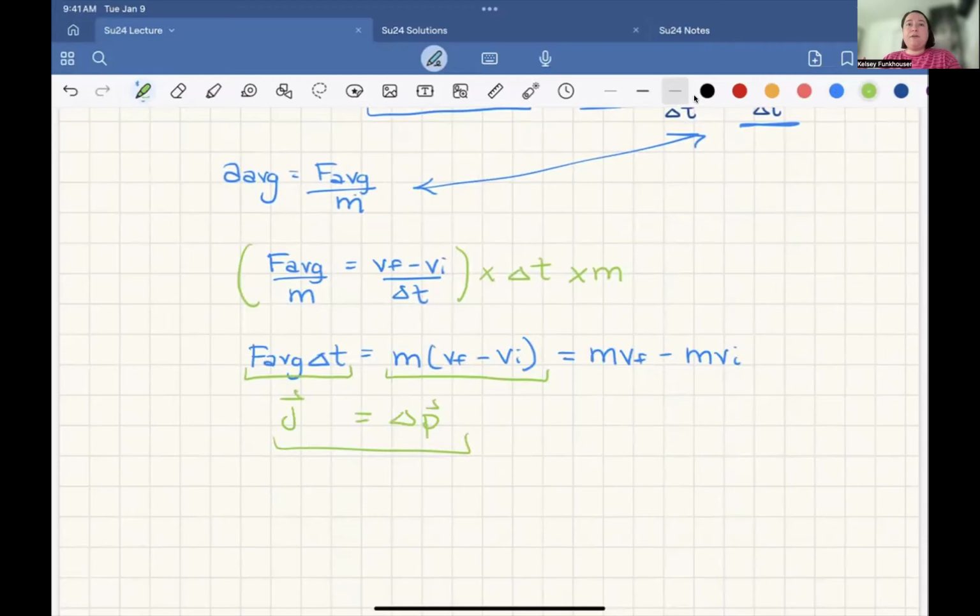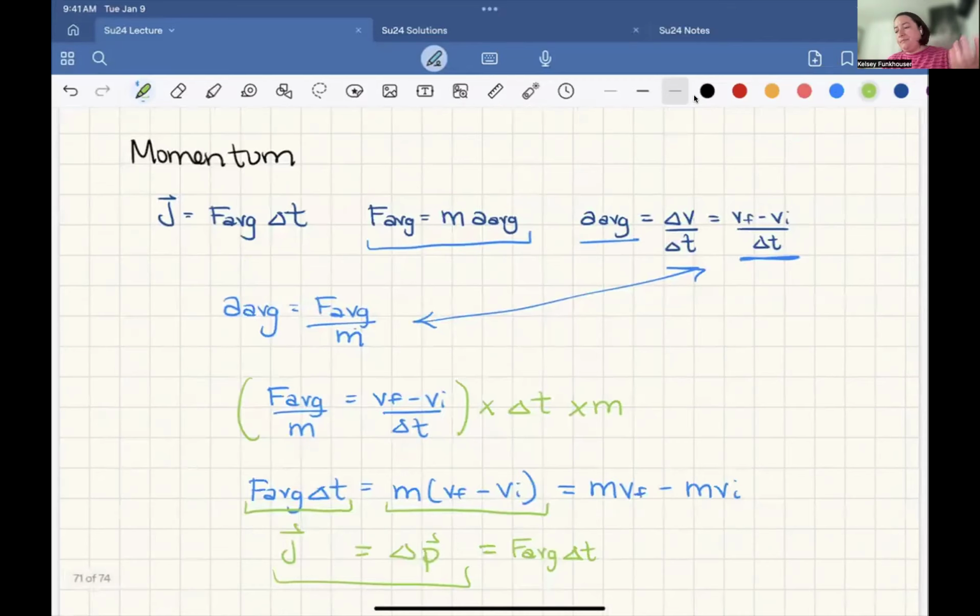It just comes from the relationship between impulse and force, really. And then from force, we connect in acceleration, which brings us velocity. So this is where this relationship comes from. This is one of those things where you don't need to be able to derive it. I just don't want to give you a mystery equation.